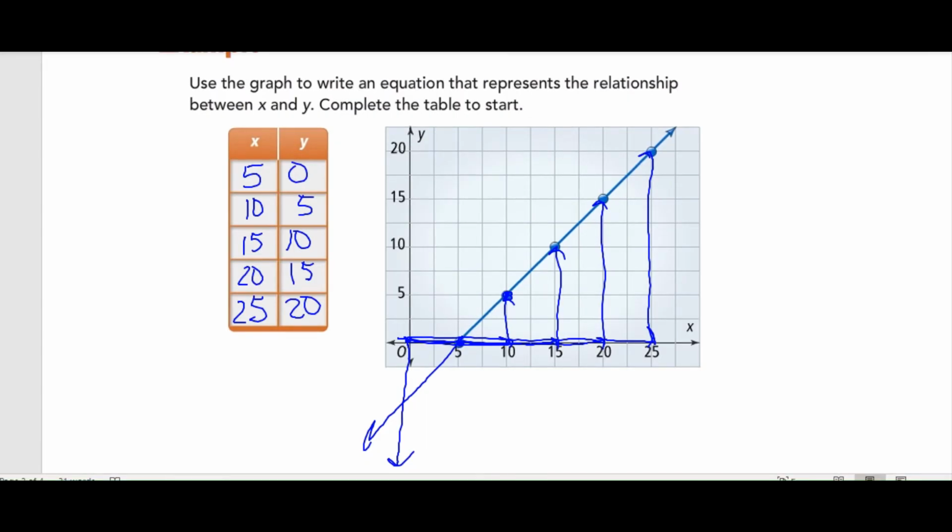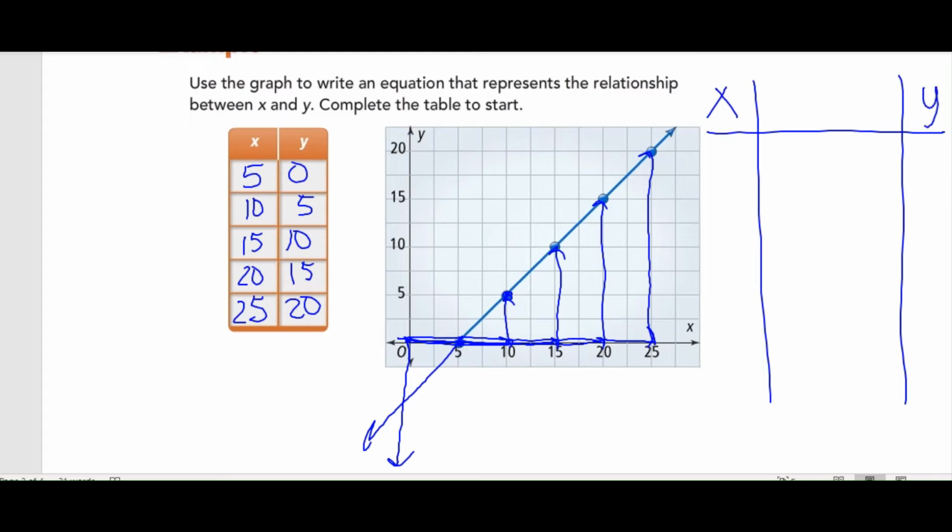So we have to figure out the relationship. I'm going to make a function table where I can find out the relationship between x and y. I'll put x here, y here, and of course I'll put my function in the middle. The function just means, how does the relationship between x and y function? What can I use as an equation to get the relationship?